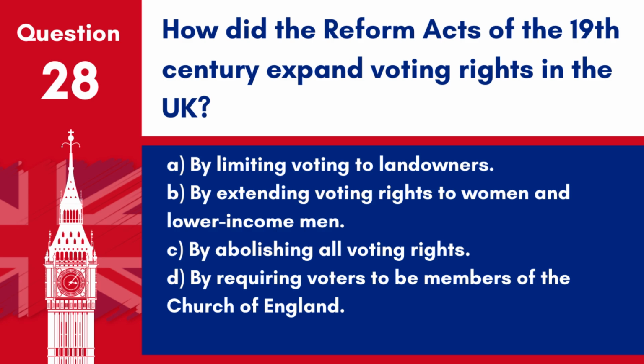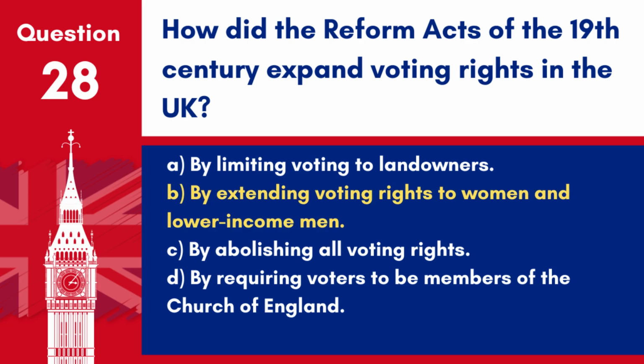A. By limiting voting to landowners. B. By extending voting rights to women and lower-income men. C. By abolishing all voting rights. D. By requiring voters to be members of the Church of England.